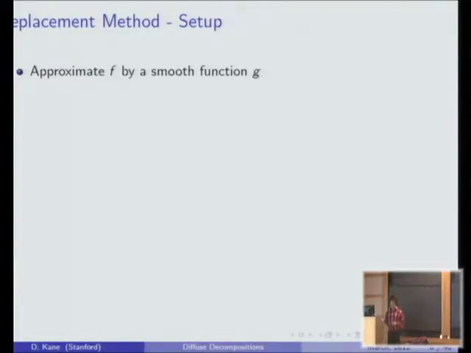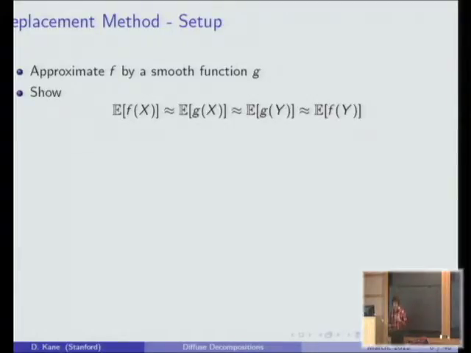So what's the basic setup here? The first step is going to be that we want to take this function f, which generally is going to be this sort of threshold function type thing, and we're going to want to approximate it by a smooth function g. And we'll see a little bit later why having a smooth function is useful, but for now, once we do this, we now want to prove the following sequence of approximation results. We want to show that the expectation of f of x is approximately the expectation of g of x, which is approximately the expectation of g of y, which is approximately the expectation of f of y.